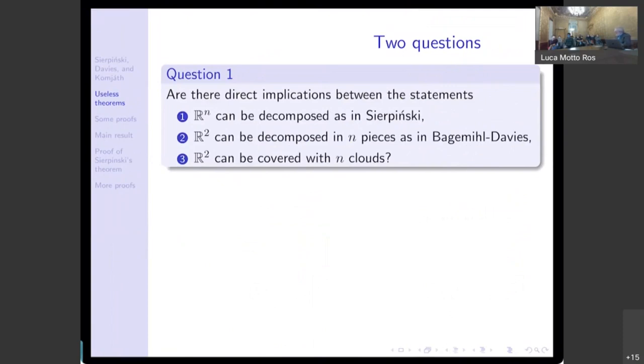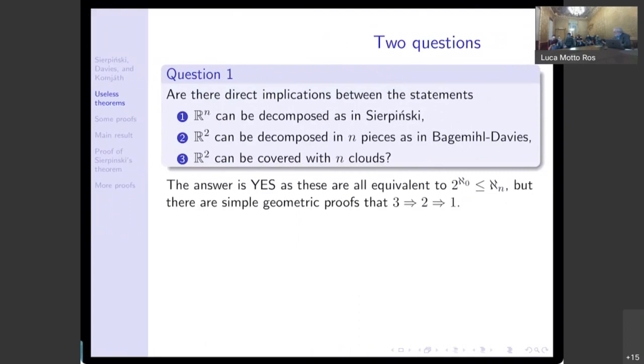So there are two questions. Are there direct implications within these statements? Rn can be decomposed as in Sierpiński-Kuratowski's theorem. R2 can be decomposed in n pieces as in Bagemihl-Davies. R2 can be covered with n clouds. Well, there is a silly answer. Yes, they are all equivalent. They are all equivalent to this, shifted by two. I should have written Rn plus two in order to match the exact cardinal statement. Okay, yes, they're all equivalent to something, but there are simple geometric proofs that three implies two implies one.